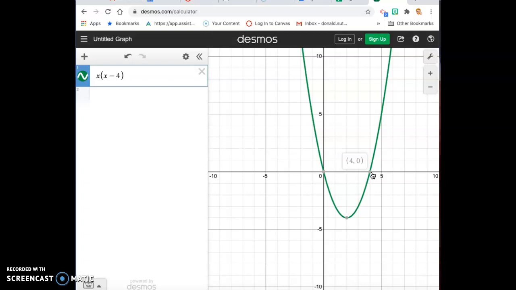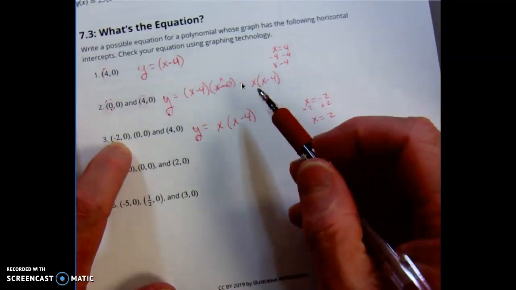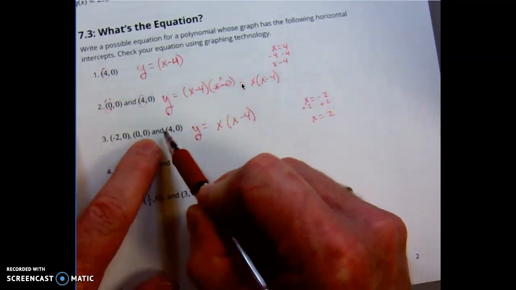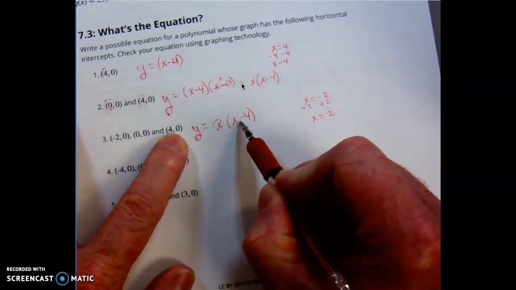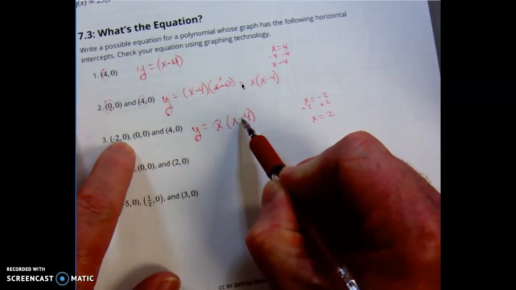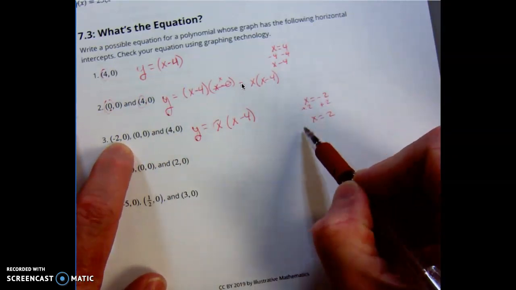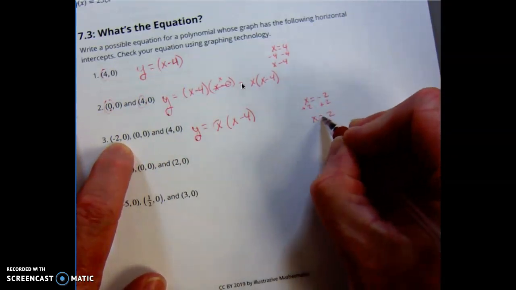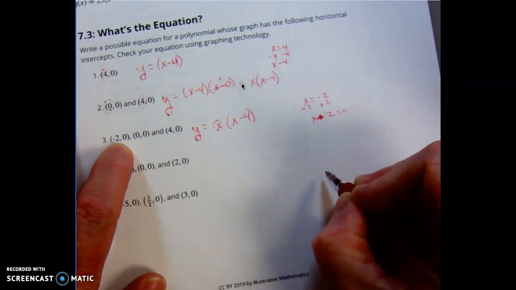Add 2 to both sides. X equals 2. Oh, and I forgot to get it where you could read. Okay, here, let me restate that. 0, 0 gives us this x. 4, 0 gives us x minus 4 from the other two problems we did. Negative 2, 0, I'm thinking the x part of that is negative 2, so move that 2 to the other side. So I've got x plus 2 equals 0 is my factor.